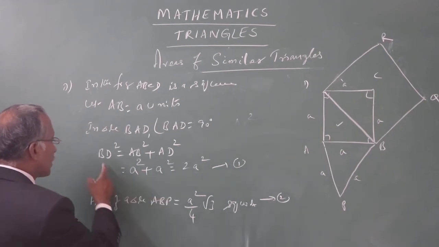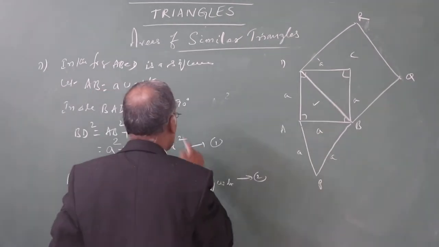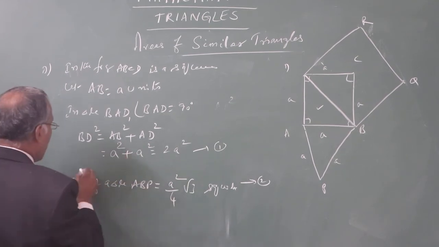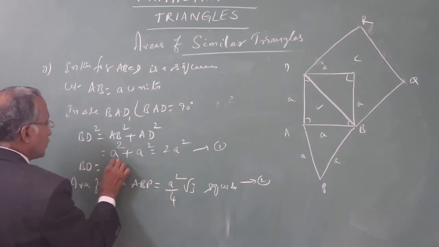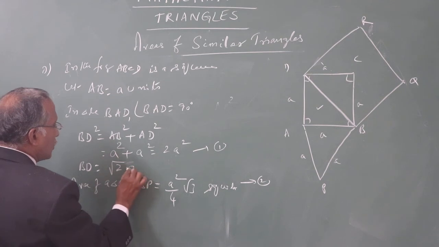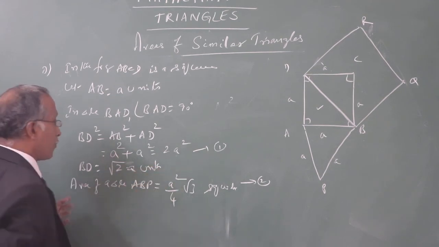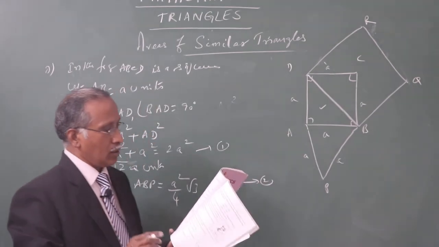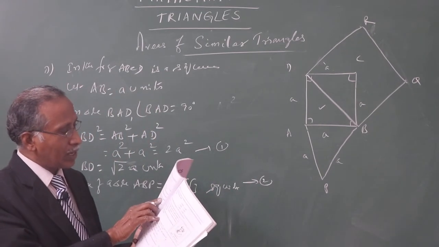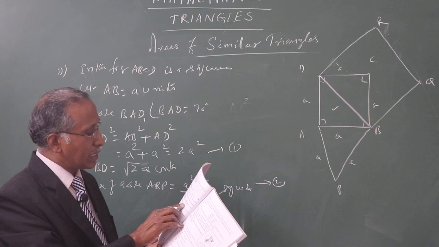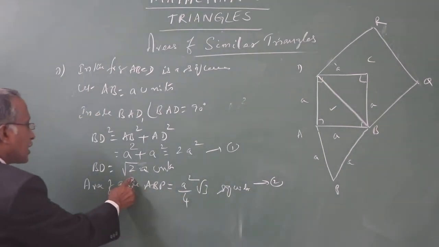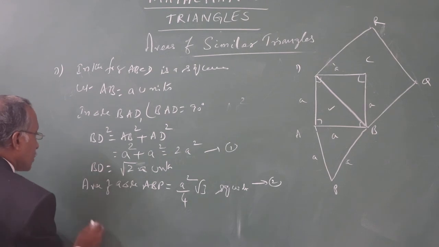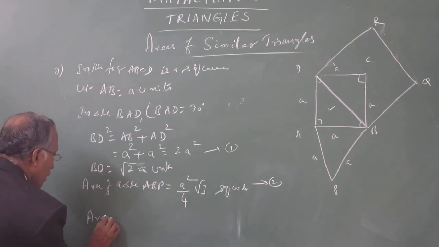Now, what is the length of BD? Can you tell me? BD square equals 2A square, so BD equals what? BD equals root 2 into A units. Now, what do you have to prove at the end? The area of the equilateral triangle on one side of the square is equal to half the area of the equilateral triangle described on the diagonal. Half of this, how do you describe it?